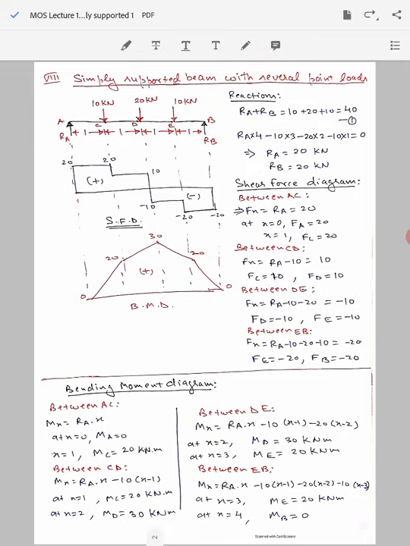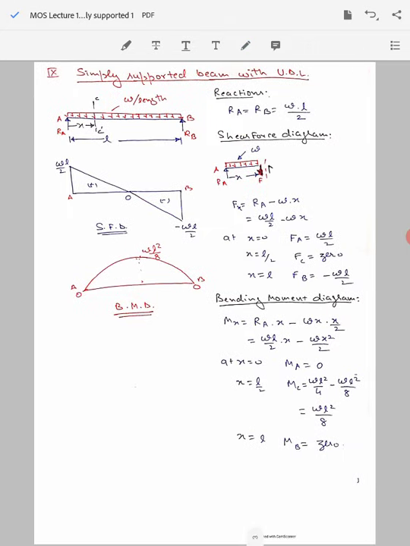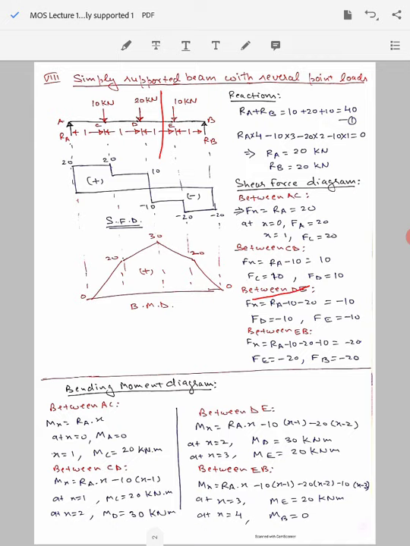Similarly, you can further go on, cut the beam between D and E, and for the segment DE you can see that there are three forces, RA minus 10, minus 20, and hence you calculate the value to be minus 10 kilonewton for the Fx. Now the value has changed from positive to negative, you can notice that. So FD and FE both values will be minus 10 kilonewton by this equation.